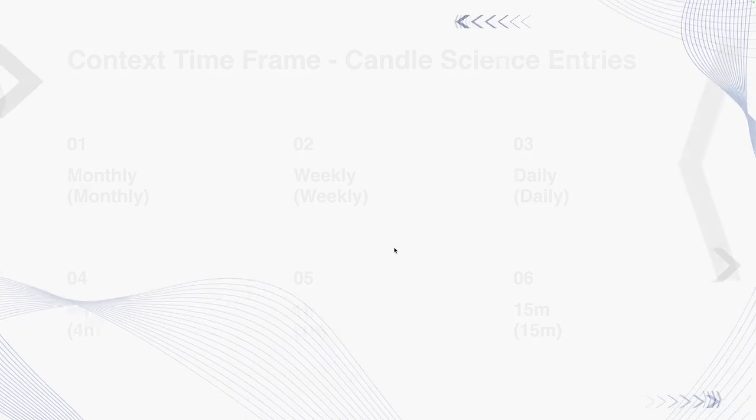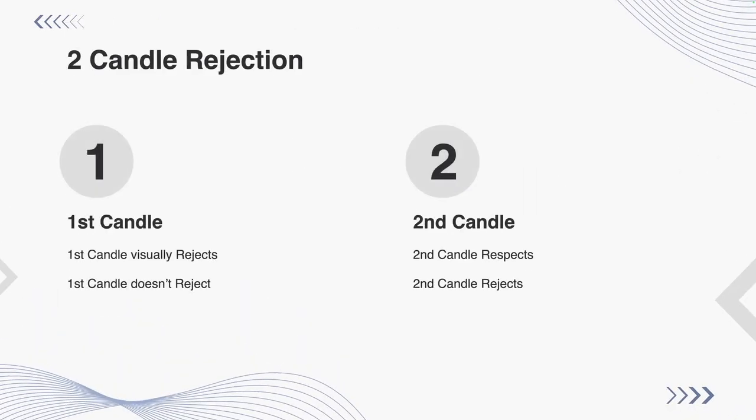Now, how do we actually look at our entry then? This is where we need to understand the two candle rejection quite in depth again. So I want to refresh our mind on that two candle rejection right there. We have the first candle. The first candle visually rejects, or the first candle doesn't reject. We have two options right there.